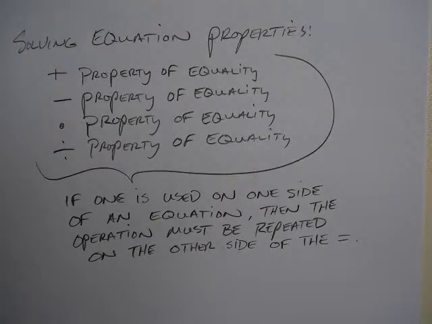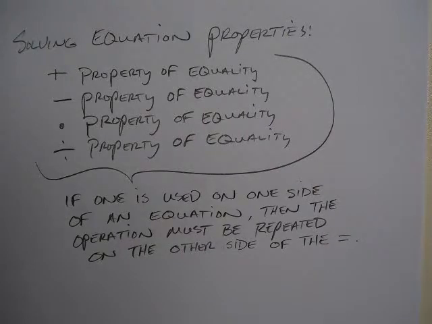So basically these properties say, if you have an equation, you can do anything you want, as long as you do it equally to both sides. You want to add 50? Sure, go ahead. But you got to do it to both sides of the equal sign. You want to divide by 7/8? Sure, go ahead. But you got to do it to both sides.